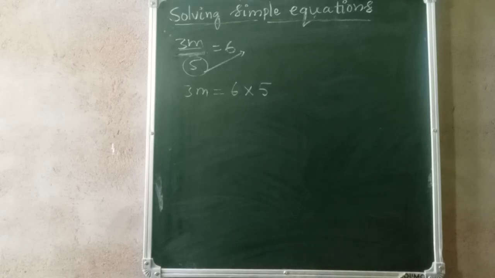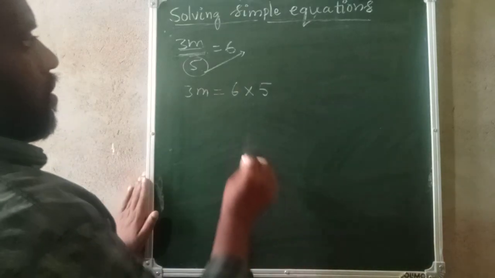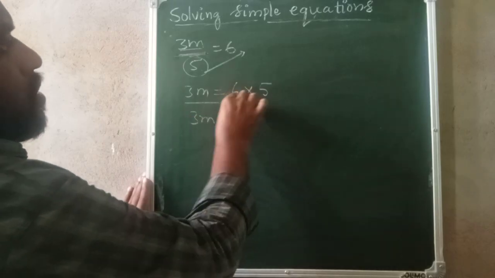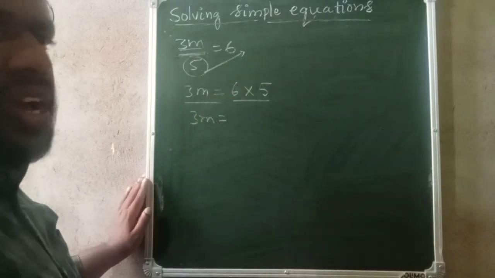Okay, so next step, write this as it is. 3m is equal to 6 into 5. 6 5s are 30.